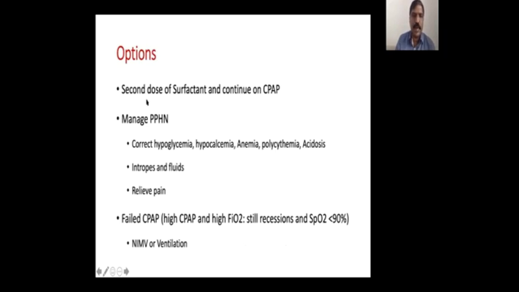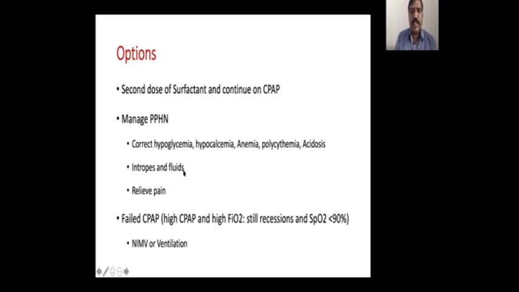So the second baby was given a second dose of surfactant and continued on CPAP, and PPHN was managed by correcting hypoglycemia, hypocalcemia, anemia, polycythemia and acidosis. He was started on inotropes, a fluid bolus was given, and pain relief was done by nesting him, by comforting him, by putting mother's milk into the mouth of the baby, and by ensuring that the orogastric tube is above the level of the tummy.